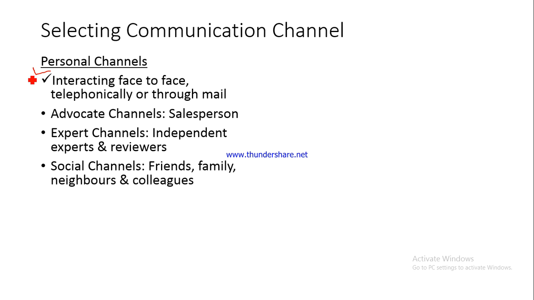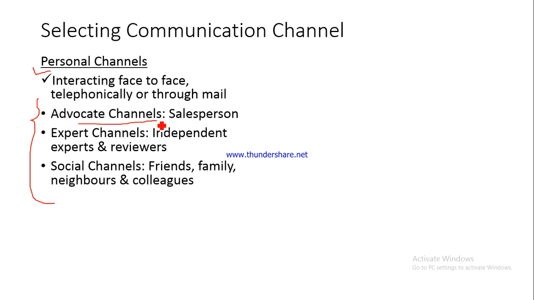It could be either interpersonal communication wherein there is just one buyer and one marketer, and in case there is one marketer and there is a group of buyers, then it could be a group communication, but it would not be media, it would not be mass communication, because both the parties know each other fairly well, right? So there would be an interaction face to face or telephonically or through mail. Now there are different types of personal channels. Now let us have an understanding of what all different types of personal channels are there.